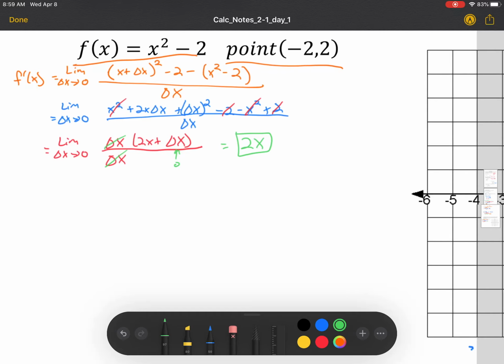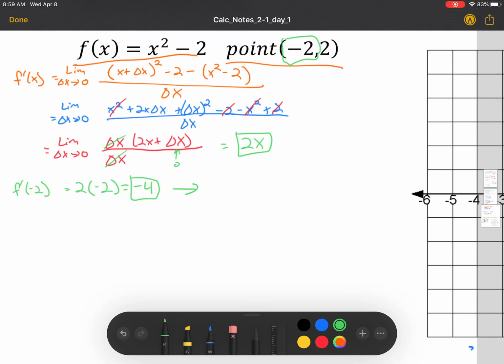So we found the derivative of f of x, and now we need it at the given point. Now all we have to do is plug that point into our derivative. We've got 2x, so what's our x component? Our x component is negative 2. So we take f prime of negative 2, which equals 2 times negative 2, which equals negative 4.